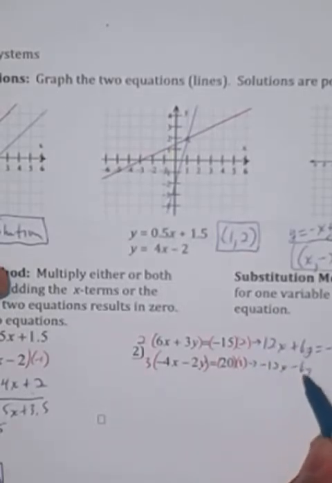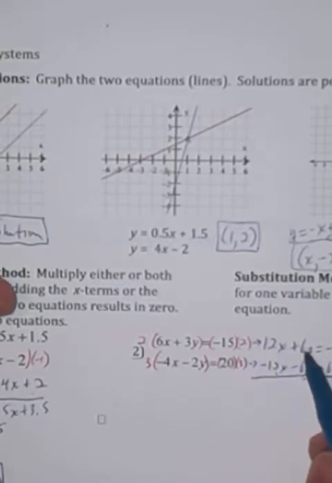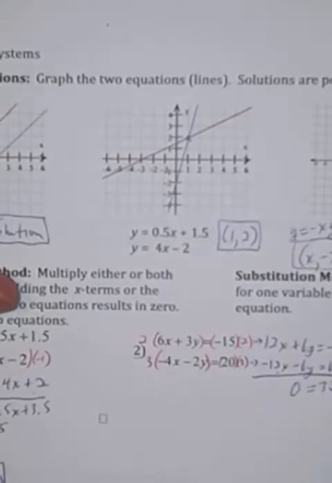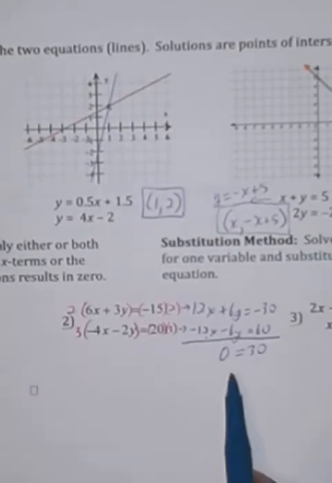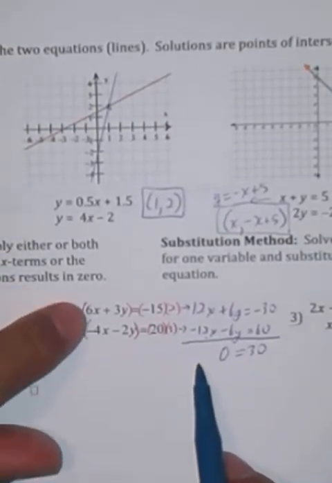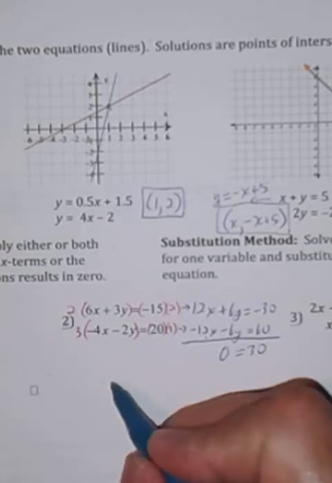That'll give me negative 12x minus 6y equals 60. Okay, so when I add, 12x minus 12x is 0, 6y minus 6y is 0, so I have 0 on the left equals 30 on the right. Doesn't sound like good news, but in fact, it's okay. We still get information from that. So anytime you get an equation where your variables disappear, but your numbers are not the same, this is a contradiction, the answer is no solution.